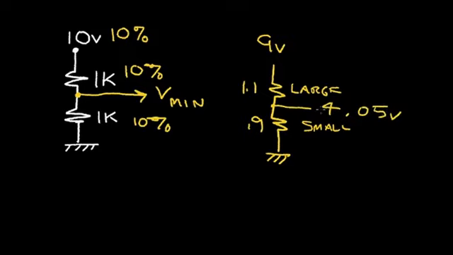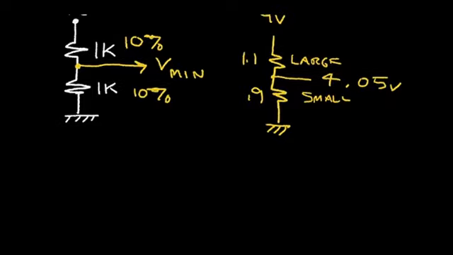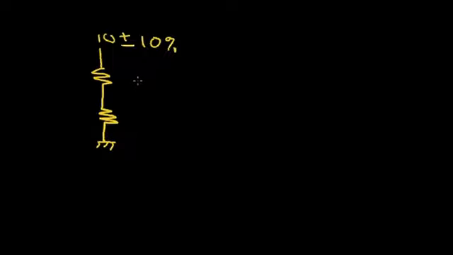Now let's do another calculation. Instead of calculating the min voltage, with the same circuit and the same conditions, let's calculate the maximum power dissipation in either one of these resistors. Again, we have 10 volts plus or minus 10%. So let's determine what is the condition for the maximum power. Now we know that the power is equal to the current times voltage. So the maximum power will be under the condition of maximum voltage.